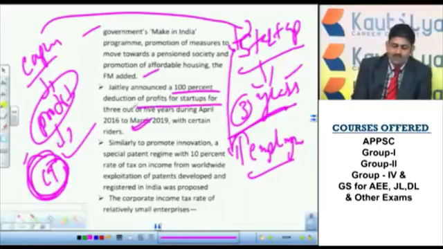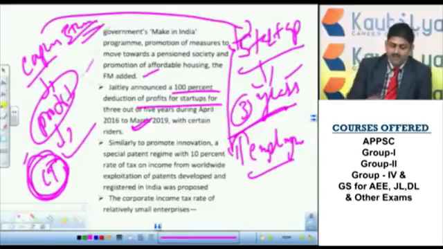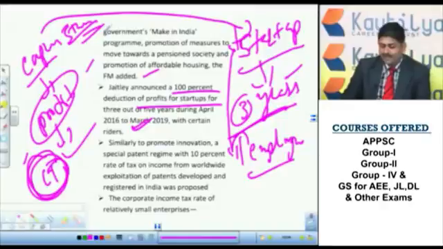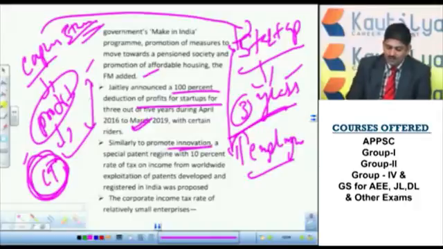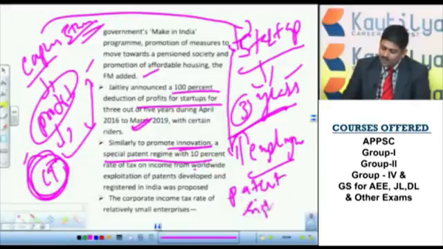However, it's a big issue. India started Startup India in January 2016. In 2016 itself, we covered this particular aspect in a detailed manner, with various provisions for startup companies. Similarly, to promote innovation, a special patent regime was declared, with a 10% tax on income from worldwide exploitation of patents. That means if you want to take patent rights, what you were spending earlier was reduced. So easily you can get the patent rights.